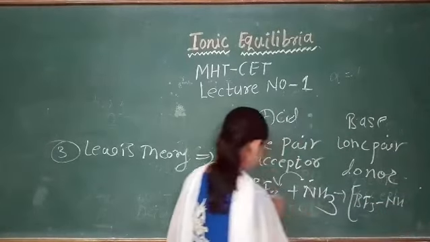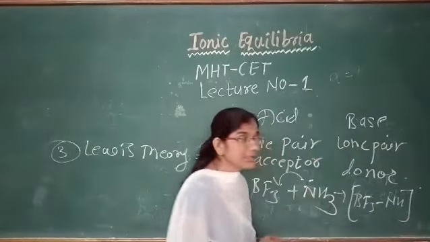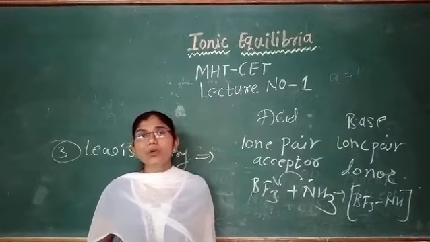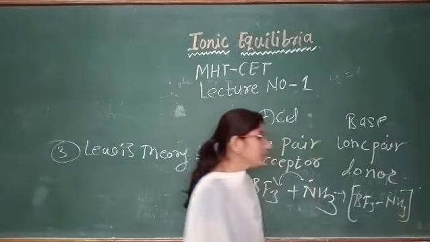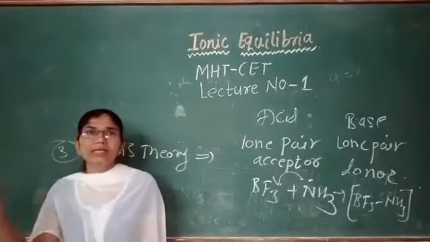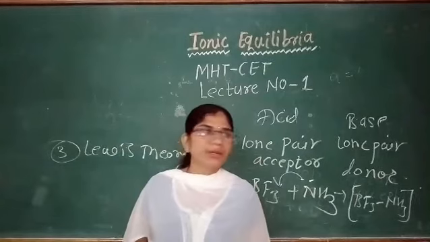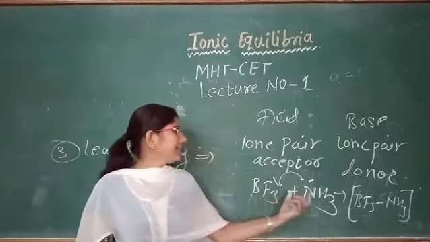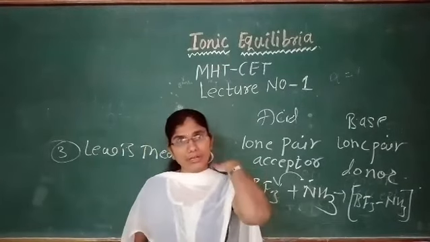The bond formed is called a coordinate covalent bond. In the Lewis theory, which type of bond is formed between the acid and base? A coordinate covalent bond.